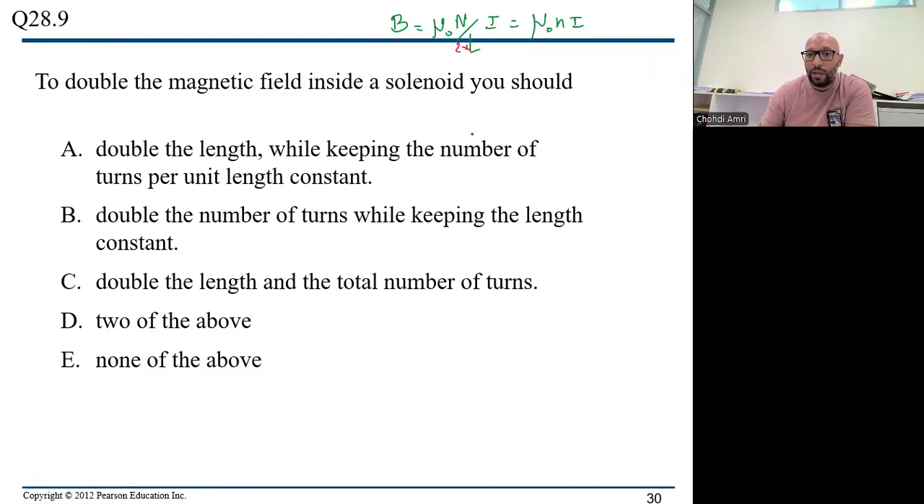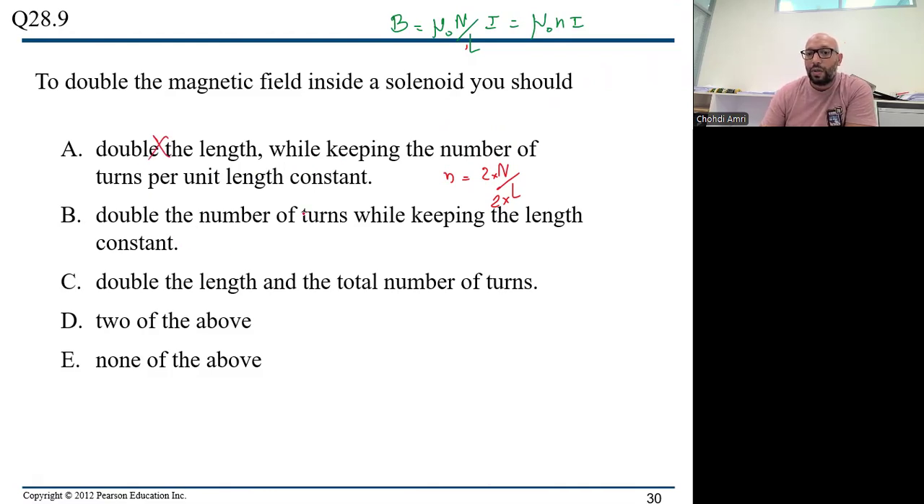We keep this quantity, small n, constant, that means N over L. If we double the length and we keep n constant, we have to double the number of turns to get the same number of turns per unit length. If we double the number of turns and we double the length, n will be the same, so the magnetic field will be the same, which is not our case. We want to double the magnetic field, so this is wrong.